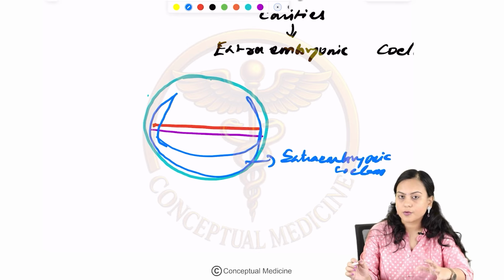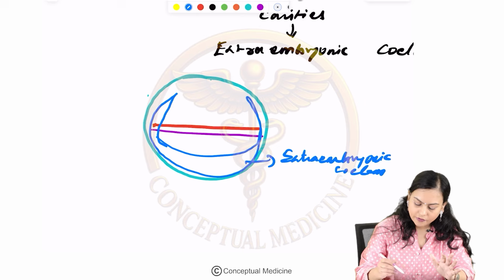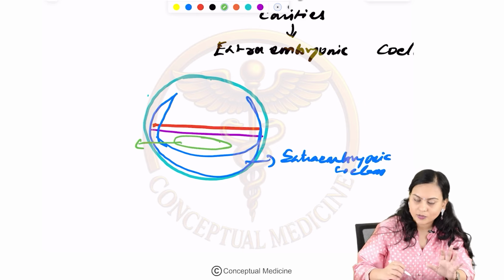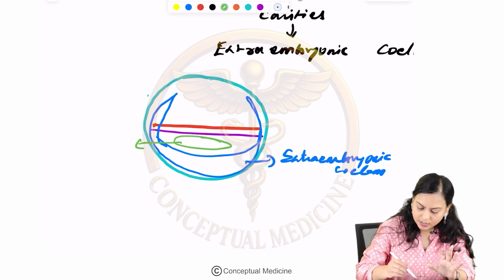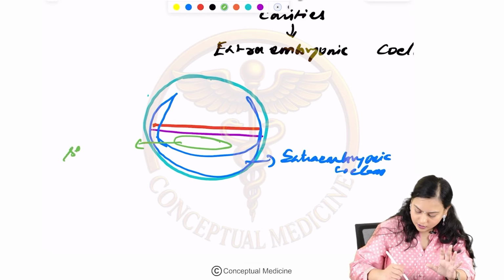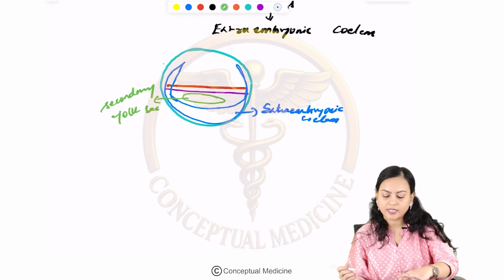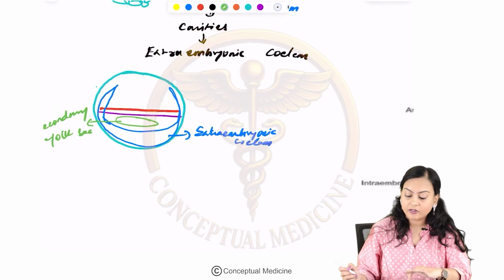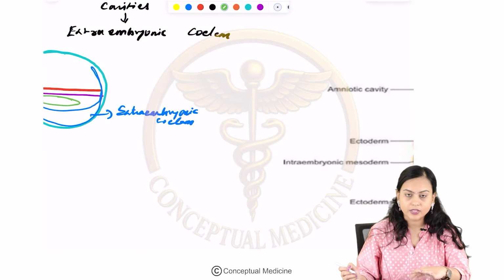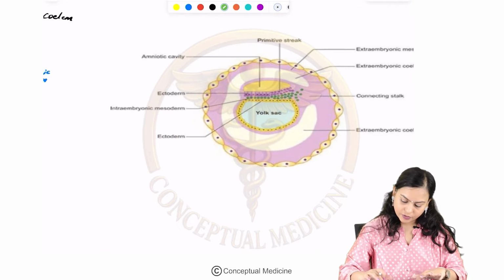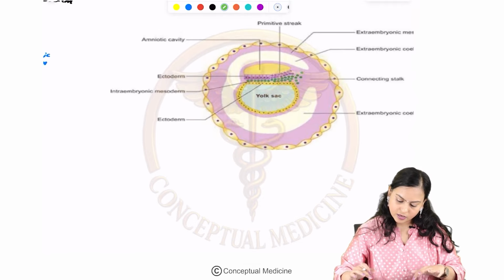Okay, after the formation of extra embryonic coelom, if we see the size of the yolk sac, it has become very much smaller, right? Now this yolk sac will be called as secondary yolk sac. After the formation of the extra embryonic coelom, the yolk sac will be called as secondary yolk sac, since it has become very smaller in size. Okay, now we will see this in the pic, for a better understanding.